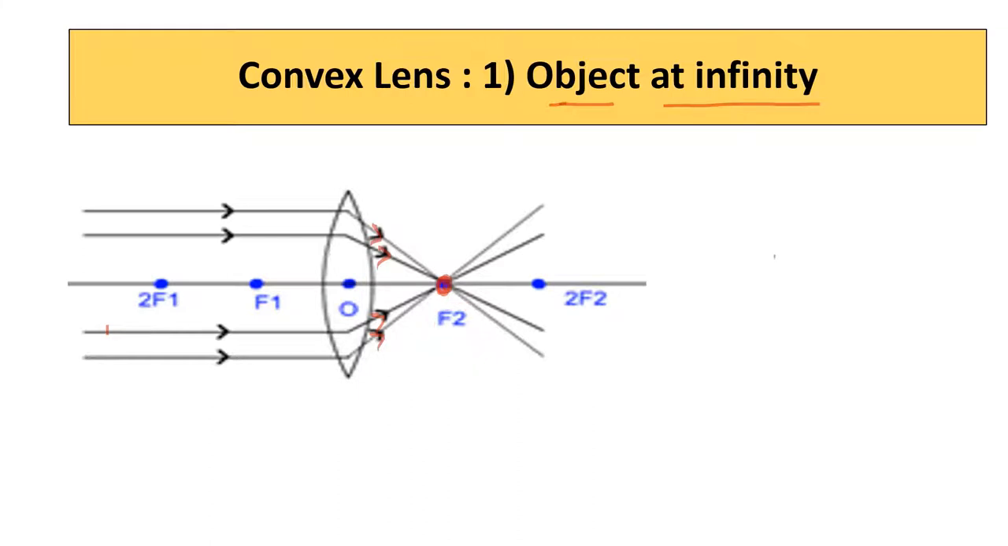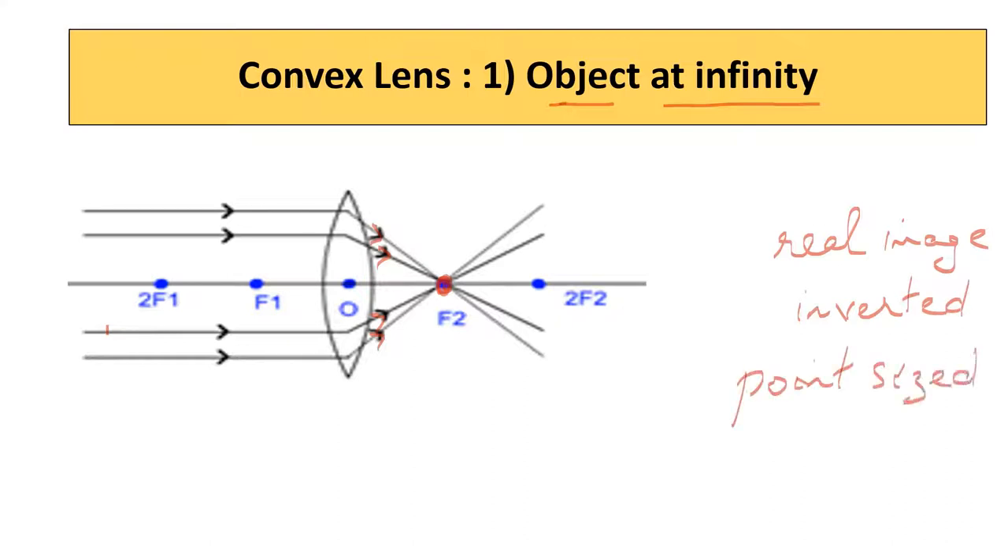At F2, you will get a real image. And a real image will always be inverted. It will be point sized. Point sized means a highly diminished image is formed at F2.